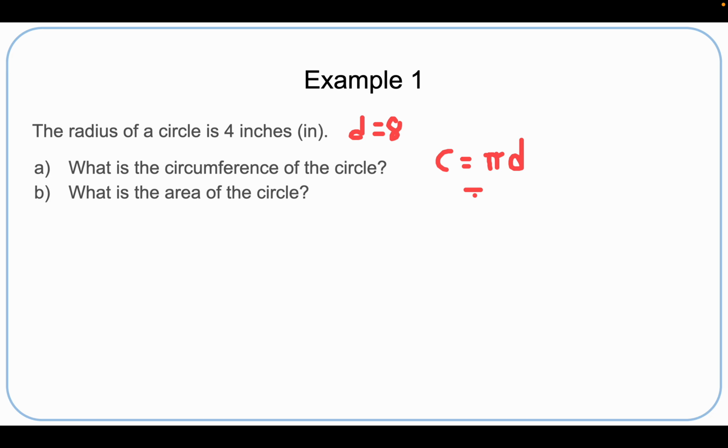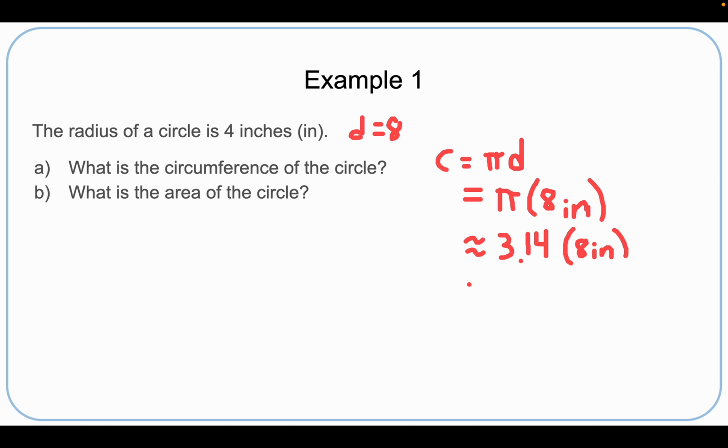So our circumference is going to equal pi times 8 inches. And then we're going to use this approximately equal to sign so that we can just put in our 3.14 for pi. Remember, that number is an infinite decimal, so we're not going to find the exact answer when we just use our approximation. So 3.14 times 8 inches.